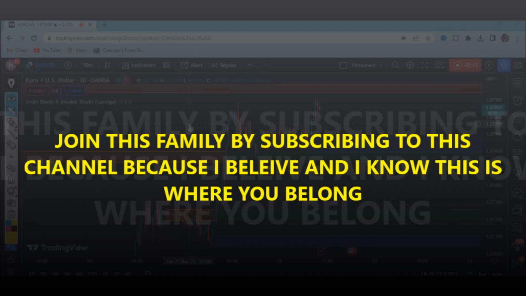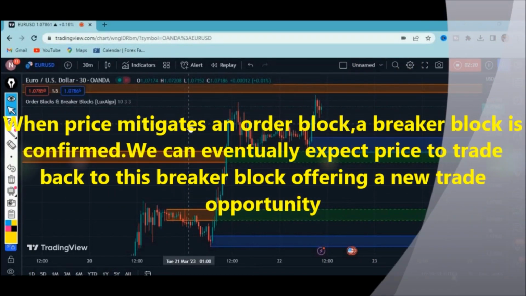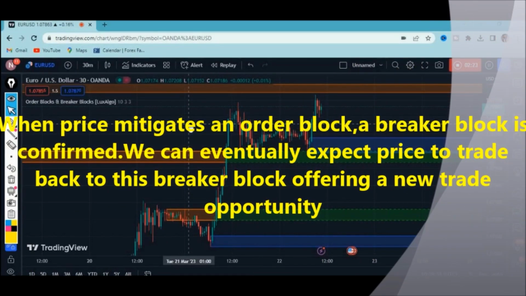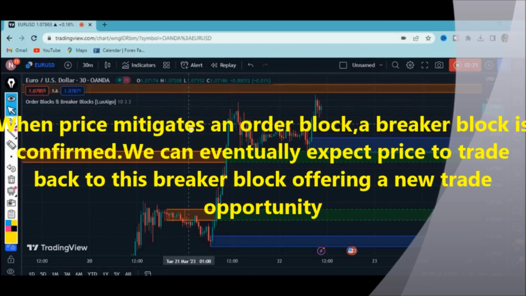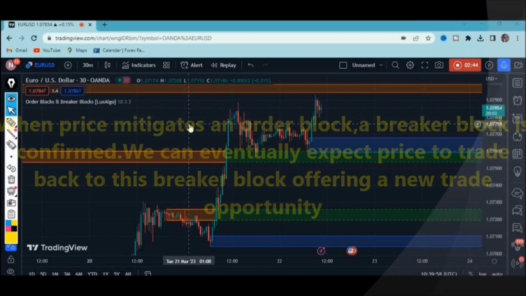So guys, what are you supposed to understand about a breaker block? When price mitigates an order block, a breaker block is confirmed. We can eventually expect price to trade back to this breaker block, offering a new trading opportunity. As well, we can see that it is similar to change in polarity, where a support becomes a resistance after a breakout and vice versa. The same applies to order blocks. That's what you are really supposed to understand.